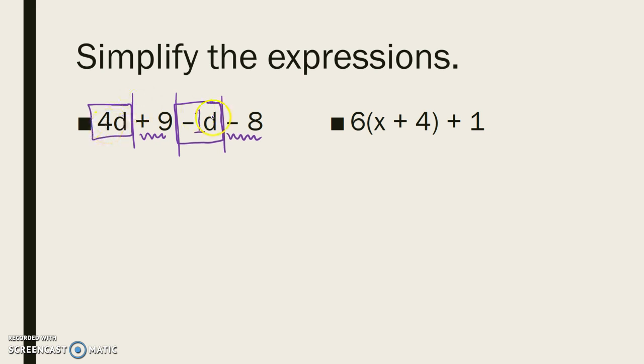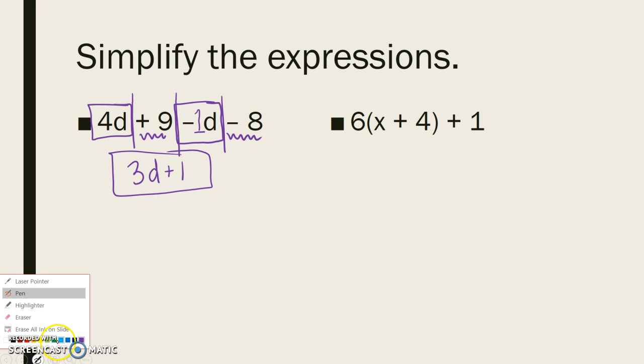So we've got 4d minus 1d gives us 3d. 9 minus 8 gives us a positive 1, so it's 3d plus 1. There's 9 here, we're taking away 8, so we're left with 1 constant left over.